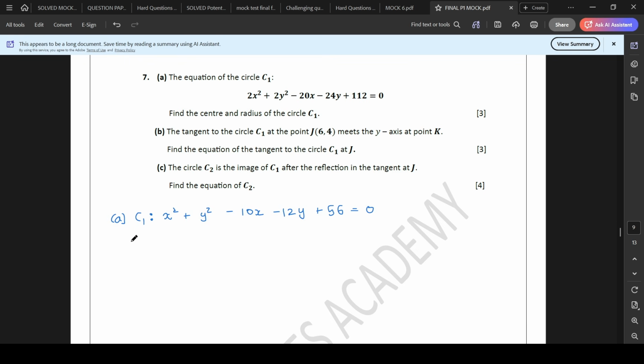Now I can do the completing the square over here for C1. For the x, it will be x minus 5 the whole squared. And then for y, it will be y minus 6 the whole squared.